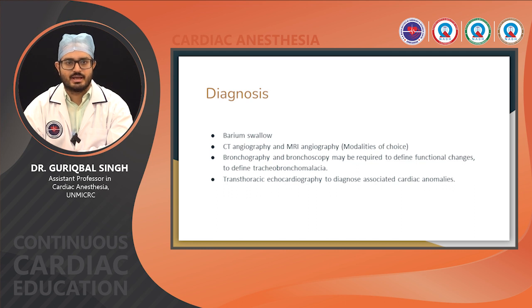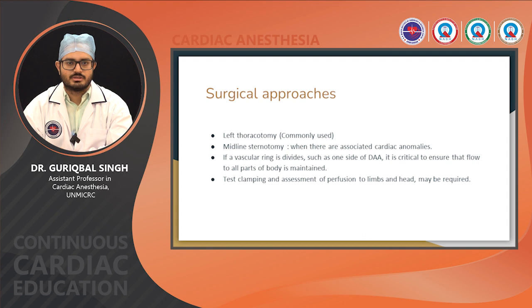So what are the various diagnostic investigations in this case? Chest X-ray with barium swallow, which was done before. But nowadays the modalities of choice for diagnosis of double aortic arch or vascular ring are CT angiography and MR angiography. Bronchography and bronchoscopy may be required to define functional changes, like tracheobronchomalacia, and transthoracic echocardiography to diagnose associated cardiac abnormalities.